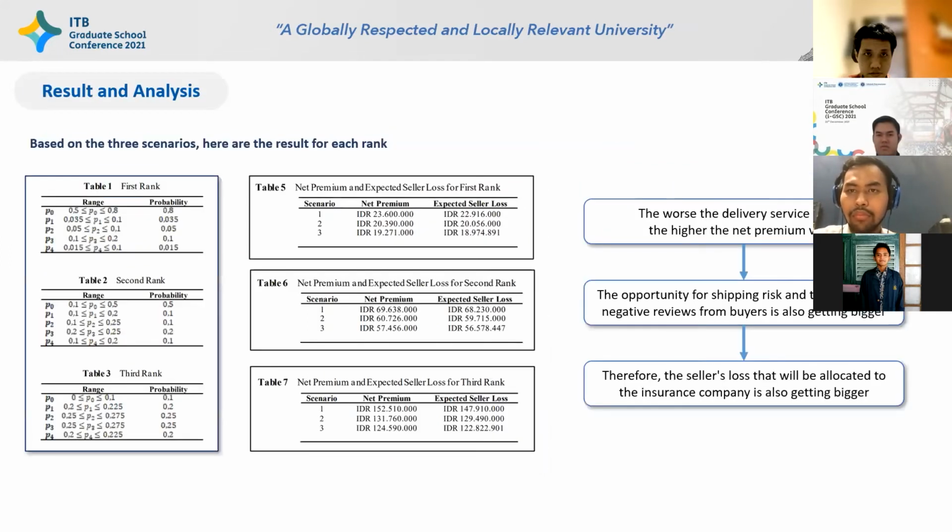Next. And based on the scenarios, here are the results for each rank in the middle table. The worse the delivery service rating, the higher the net premium value. And its cost, the opportunity for delivery risk and the number of negative reviews are also getting bigger. Therefore, the seller's loss that will be allocated to the insurance company is also getting bigger. And the net insurance premium that must be paid by the seller as an allocation of the risk of the loss will also be greater.